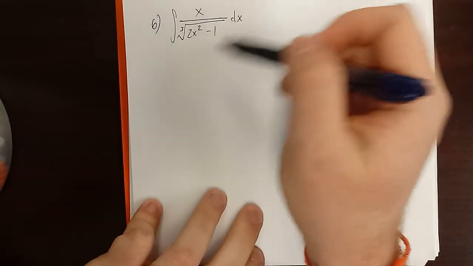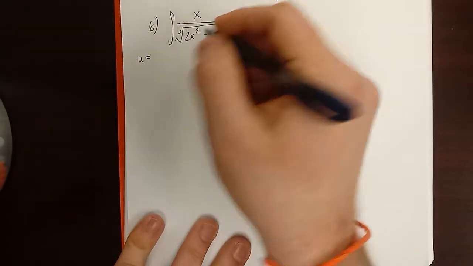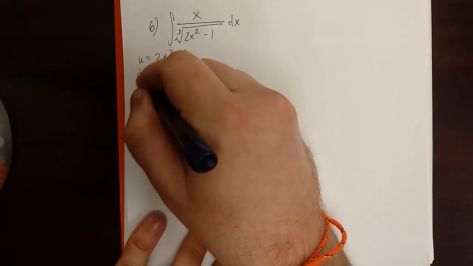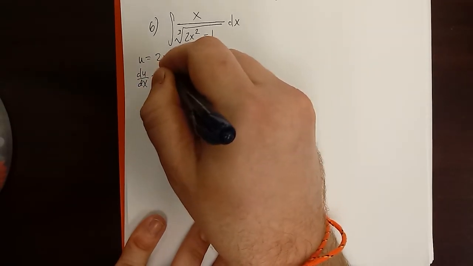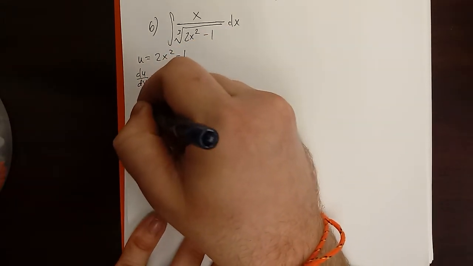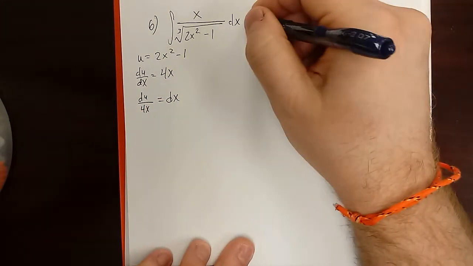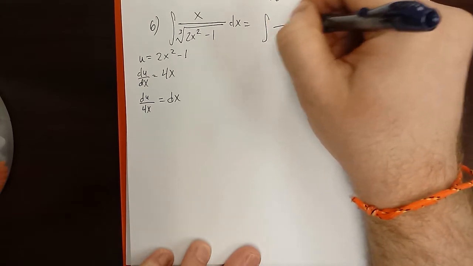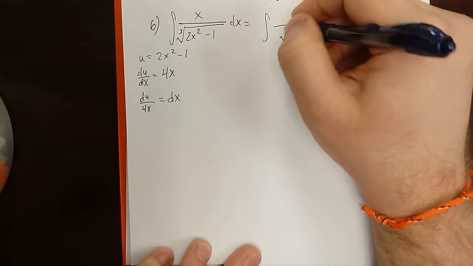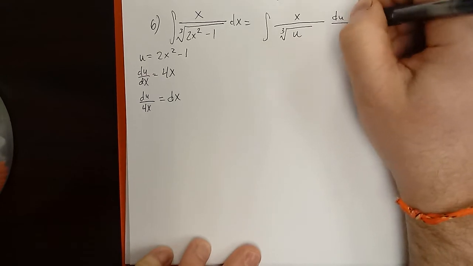Okay, so at first glance, this looks terrible. But what if we said u is equal to the insides here, 2x squared minus 1? Well, then du dx is equal to 4x. And so we'll do the normal, multiply by dx, divide by this stuff. We'll get du divided by 4x is equal to dx. And so we can go in and substitute. There's an x here. There's a cube root of u. And then there's a du over 4x.